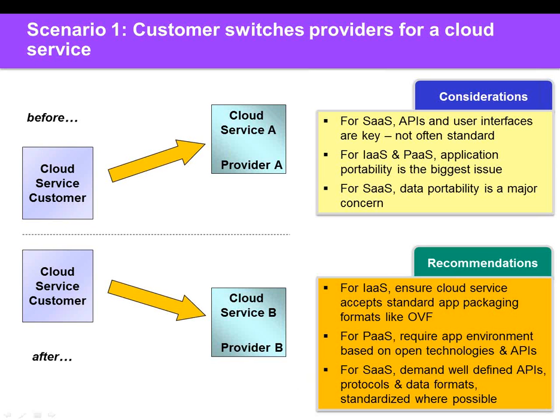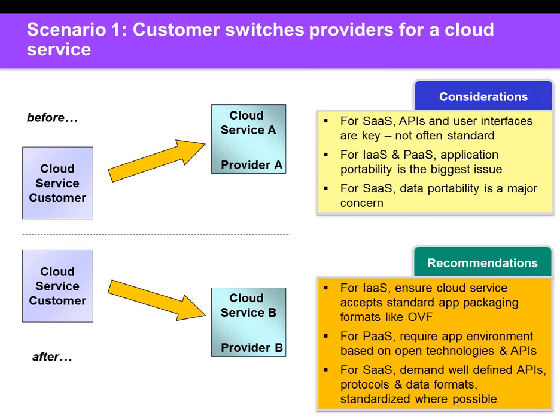Okay, so this is the first scenario. So the before and after picture we have here. Before, you're using cloud service A from provider A, and then you switch and you end up using cloud service B from provider B. But broadly speaking, this is supposedly the same type of service.